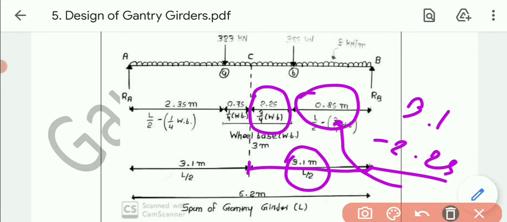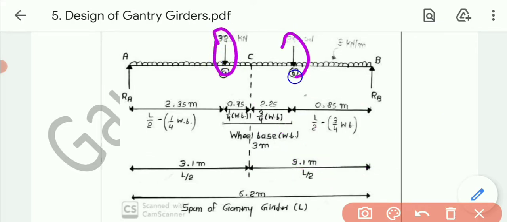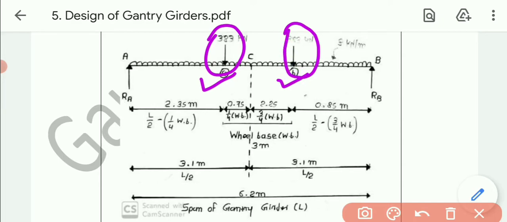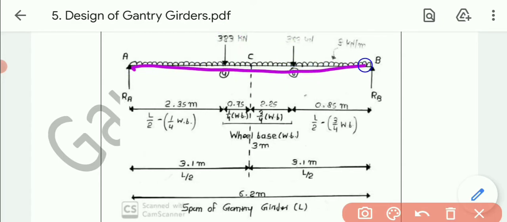See, if I put two wheels of the crane girder like this in this situation, then maximum bending moment will occur below this point load, or we can say below this wheel. For that one we already have calculated these two loads, 383 kilonewton, that these are the wheel loads of the crane girder. Now we need to calculate the self weight of gantry girder.